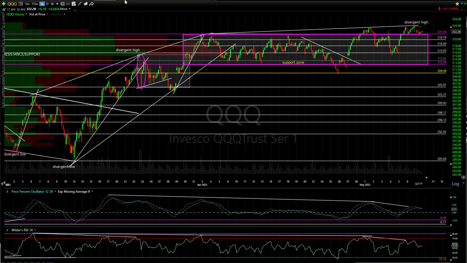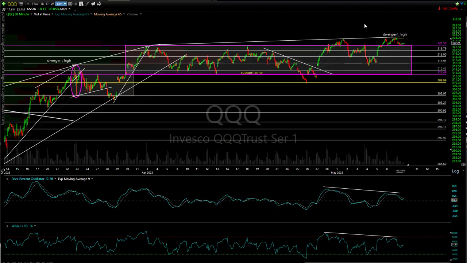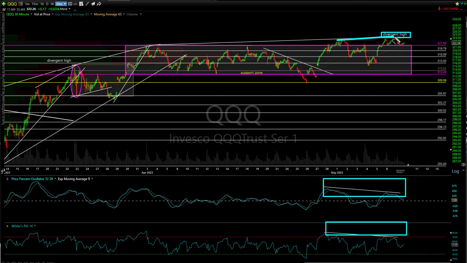I actually gave it to you in a 30-minute. There it is. Zooming in real tight, same thing. You can see your divergences down here, lower highs on the PPO and the RSI, and higher highs in prices. So this is your most recent divergence line. It really extends. It goes back all the way back here.